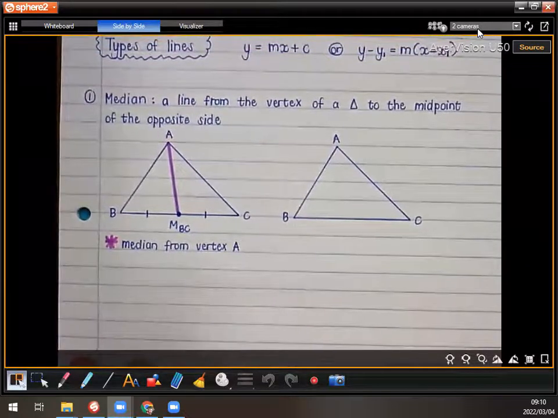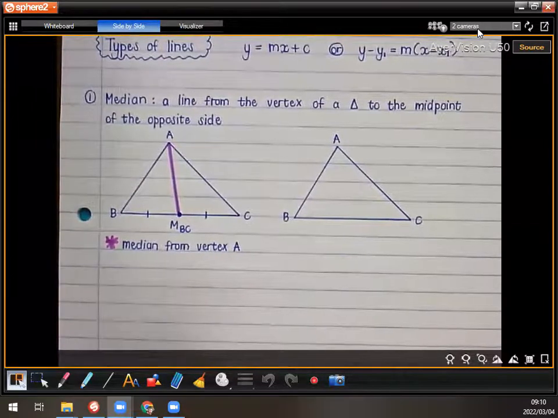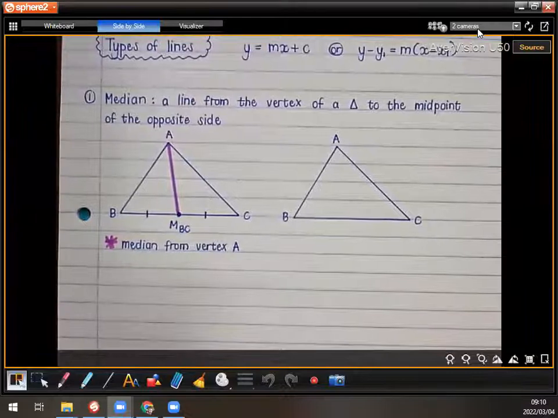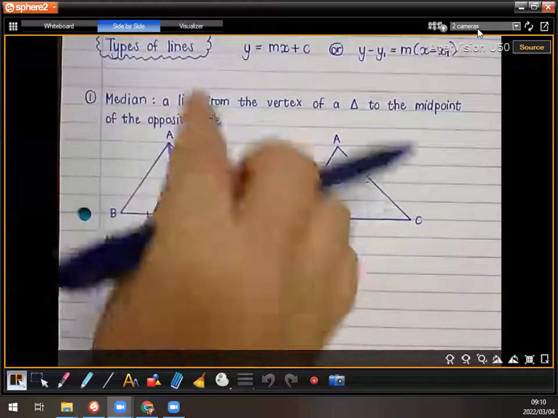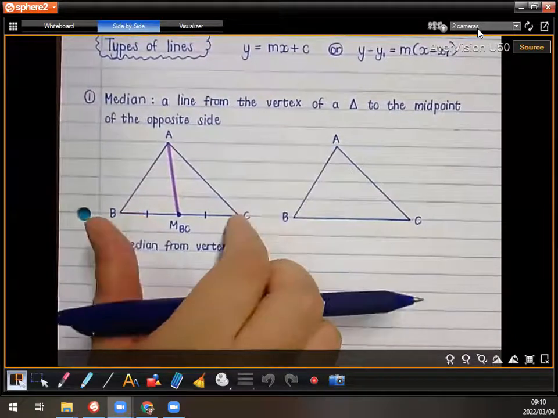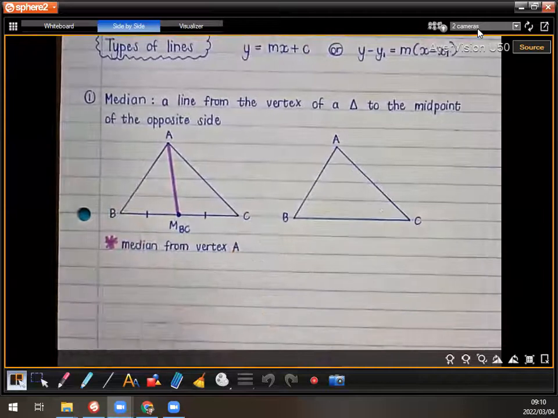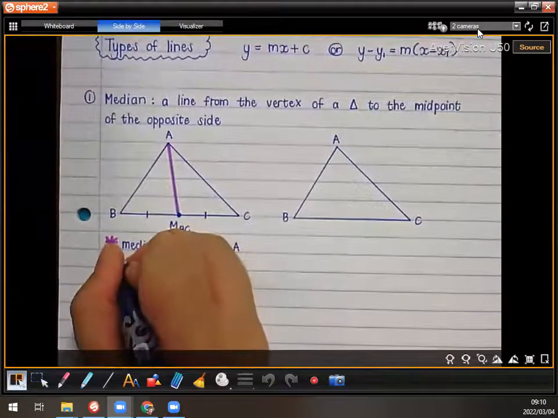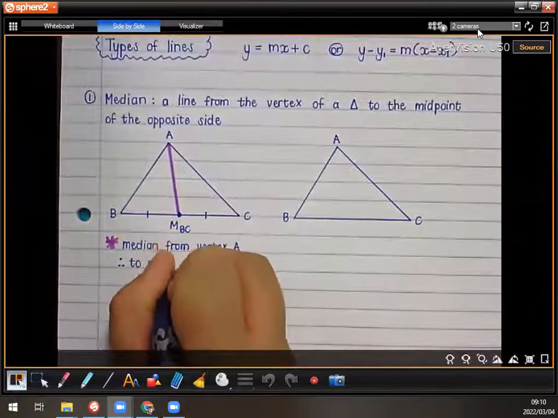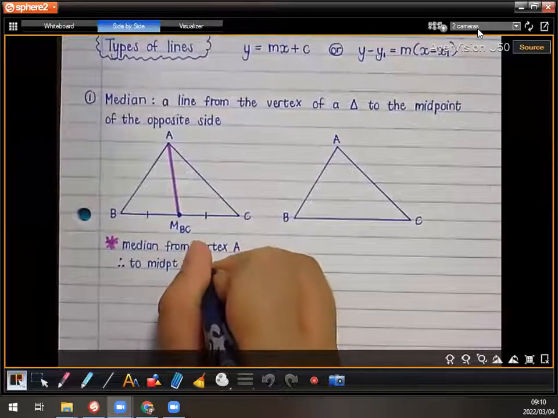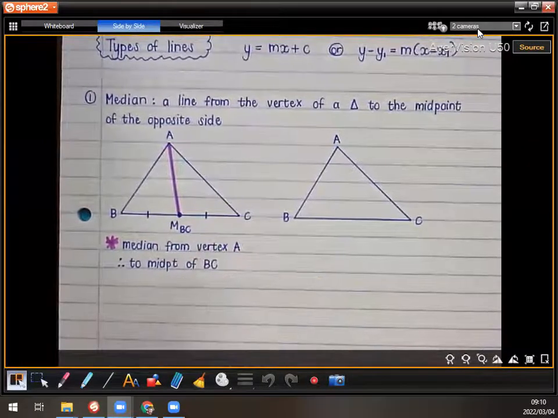Now, they're not always going to tell you which line it is going to go to the midpoint of. And they'll tell you which vertex it's from. It'll say it's from vertex A. If you hear the word median, you need to think it's from vertex A going to the midpoint of the opposite side. All right, if the point is A, then the opposite side is, right, it's always the other two letters of the line. Okay, so the median from vertex A, therefore, to midpoint of BC.